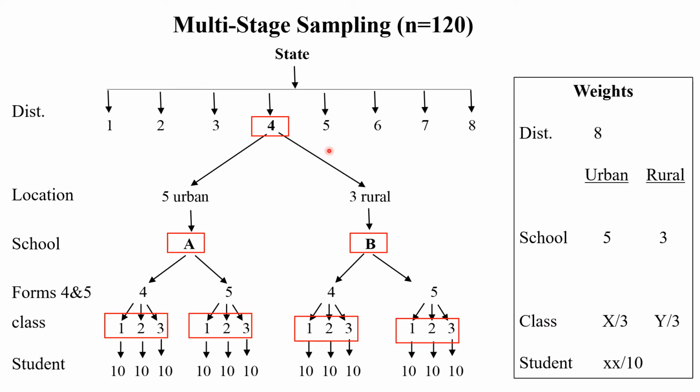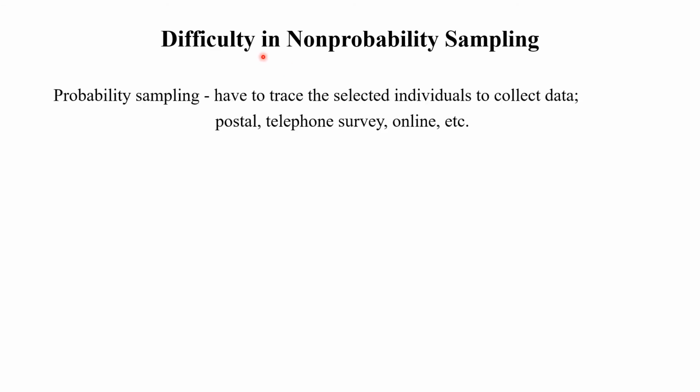But looking at this, many surveys in the world are doing this kind of multi-stage sampling. They're able to capture more representation of the population at large, right? So that's multi-stage. So these are the probability samplings. But there is difficulty in probability sampling as well.